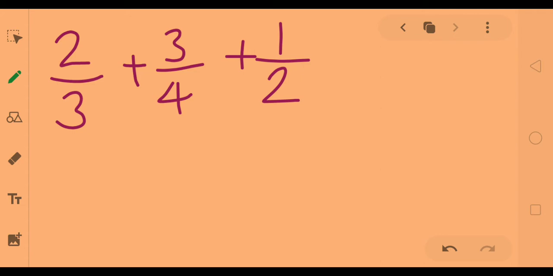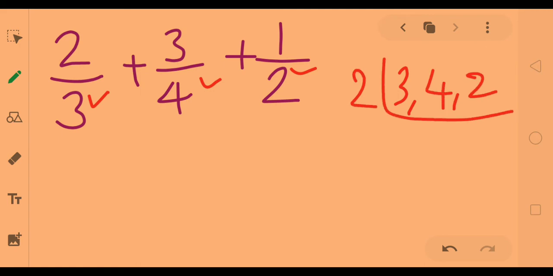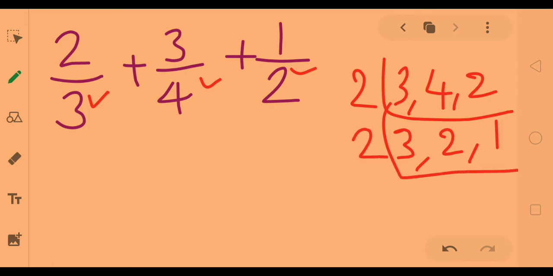So we have to find the LCM of these three denominators. What are the denominators here? 3, 4 and 2. Let's find the LCM. We choose 2 first; 3 is not divisible, so we write 3 as it is. 4 divided by 2 is 2, 2 divided by 2 is 1. Again we choose 2; 3 is not divisible, 2 divided by 2 is 1. The next factor we take is 3. 3 divided by 3 is 1, 1, 1.